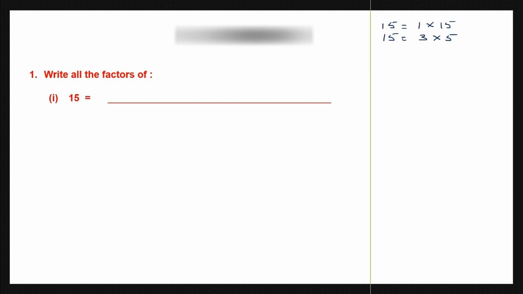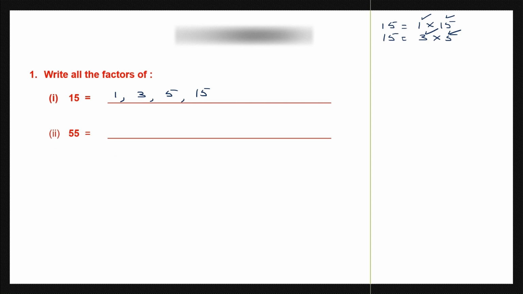So what are the factors of 15? 1, 15, 3 and 5 are the factors of 15. So let me write it down in order: 1, 3, 5 and 15, from the smaller number to the greater number. Okay, so these are the factors of 15.